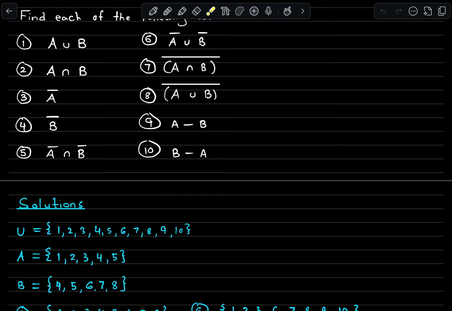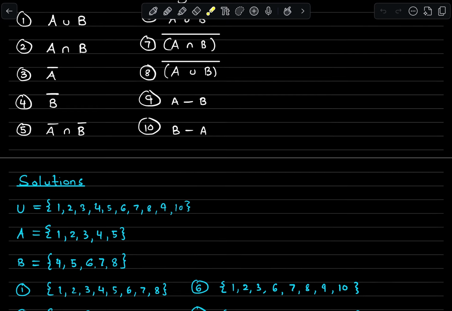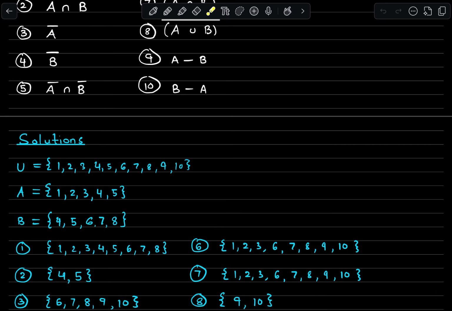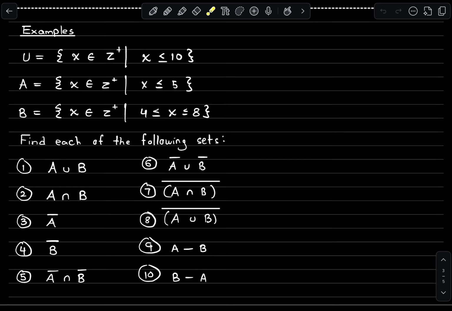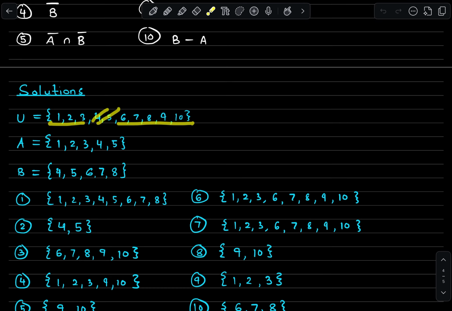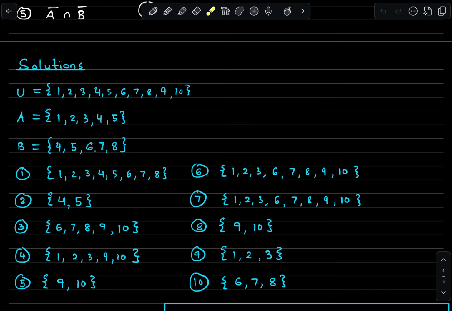Number 7, like we said, is taking your intersection and then doing the complement of your intersection. So our intersection in number 2 was just 4 and 5. If we go to the universal set, it's going to be everything except 4 and 5, right? So it's going to be 1, 2, 3, and 6 through 10. That's exactly what we've got here: 1, 2, 3, and 6 through 10.